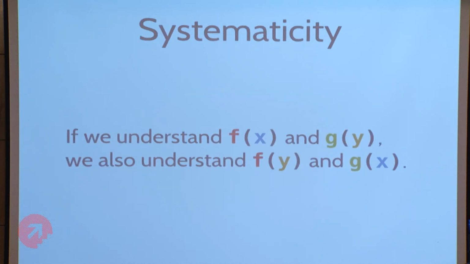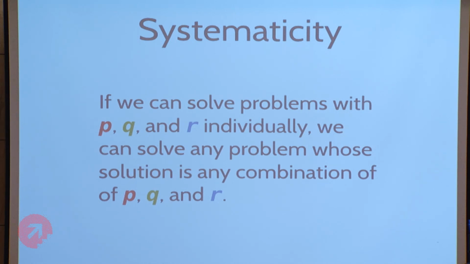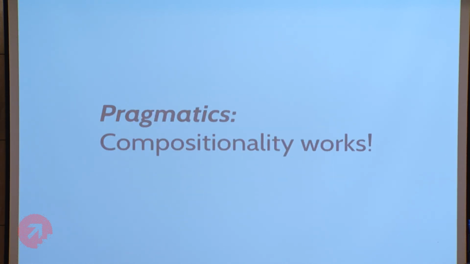Another benefit we gain is systematicity. If we understand f of x and g of y, we also necessarily understand f of y and g of x. That is, if we can solve problems with programs p, q, and r individually, then we can also solve any problem whose solution is any combination of p, q, and r, as long as we understand the means of combination. And also, compositionality just works. If a system can be built at all, it can be built compositionally.